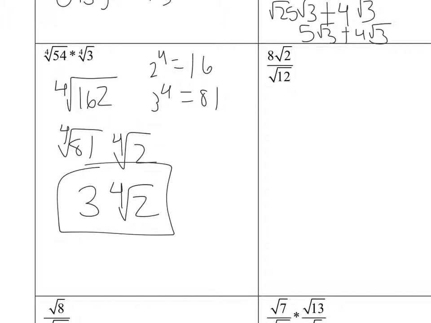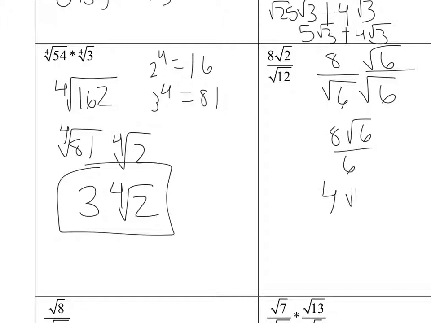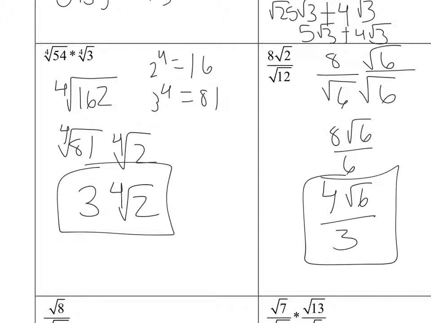Okay? Now here, next problem, the problem with these, you can't have radicals in the denominator. But since these are both underneath the radical, before you go any further, simplify this. It's going to be 8 over the square root of 6. Then you got to multiply by square root of 6 over square root of 6. So you have 8 square root of 6 over 6, which is 4 square root of 6 over 3, because you can simplify the fraction. Okay? Let's keep going.